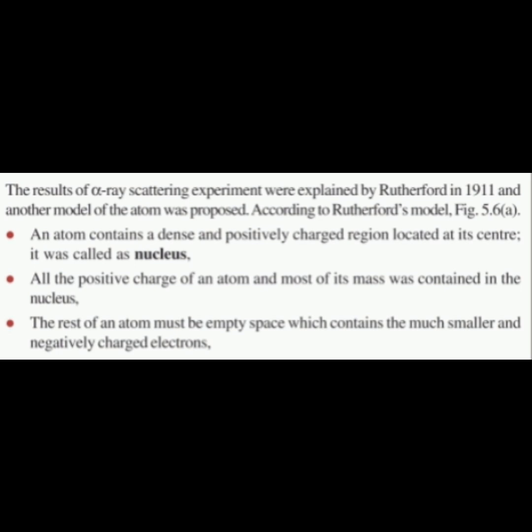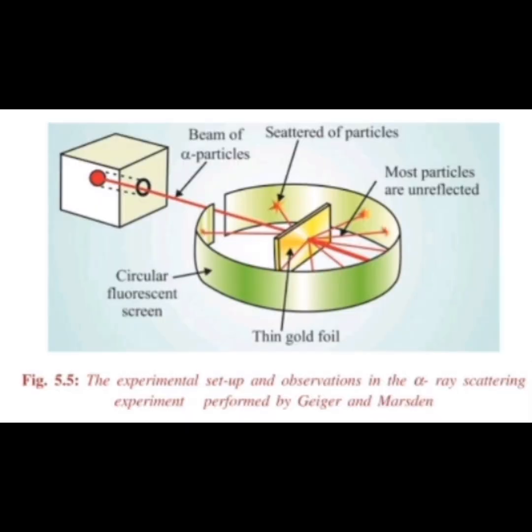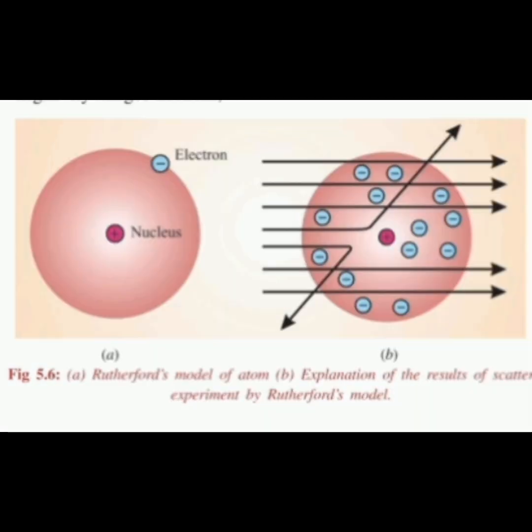According to the Rutherford model, 5.6a, an atom contains a dense and positively charged region located at its center, called a nucleus. All the positive charge of an atom and most of its mass was contained in the nucleus. The rest of an atom must be empty space which contains the much smaller, negatively charged electrons, which you can see in the picture. On the basis of the proposed model, the experimental observations in the scattering experiment could be explained. This is illustrated in 5.6b.